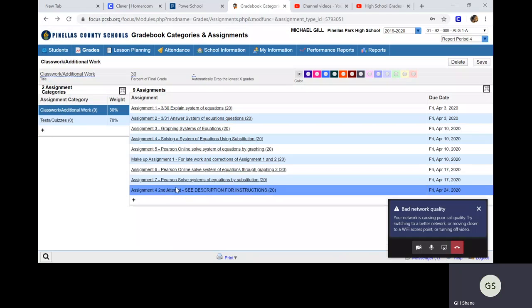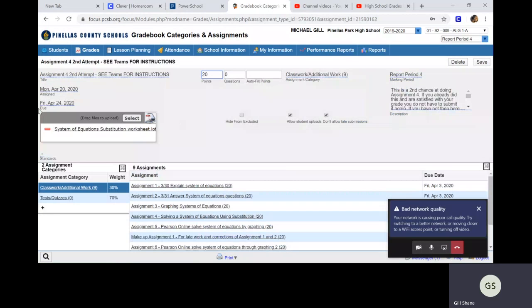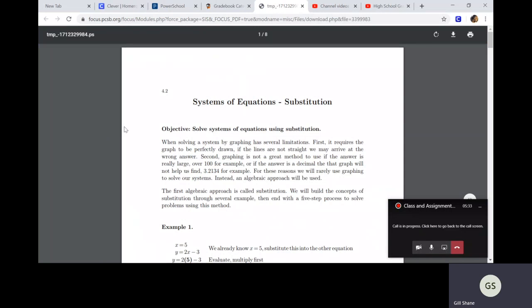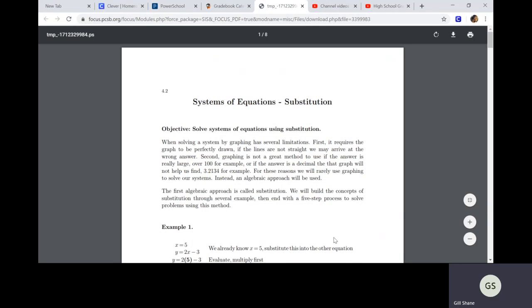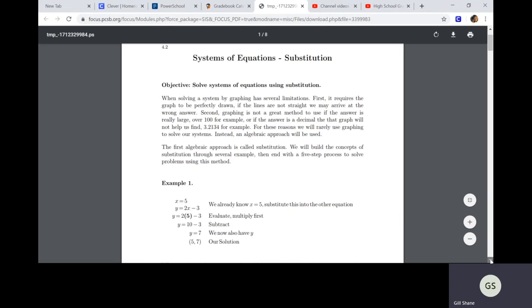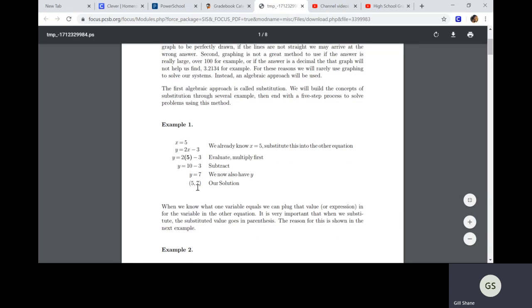In addition, you have assignments where I attach files. So here's an example, the one that's due this Friday. You need to take this file right here. You need to open it up. And it has information, including example problems. You don't do the example problems. A couple of people turned in the example problems. They're already done. There's nothing for you to do. They've solved it out. Here's the answer right here. And they show all the steps.